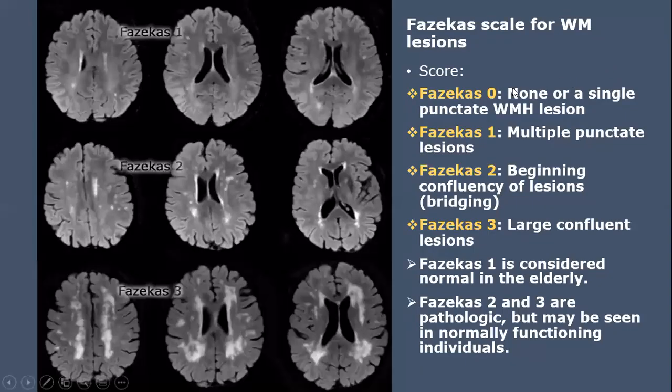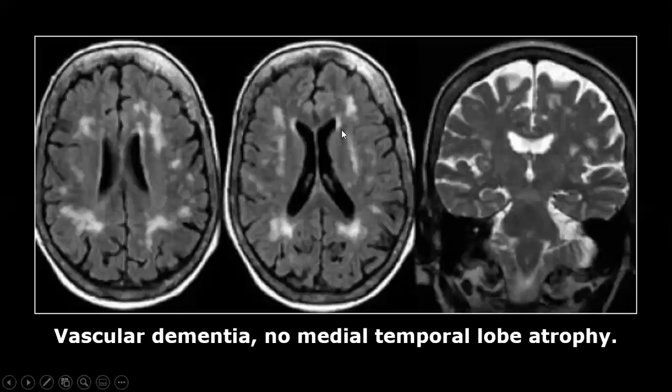The Fazekas scale: we have score 0, no or single punctate white matter lesions. Fazekas 1, we have multiple punctate lesions. Fazekas 2, we have beginning of bridging of the lesions. And Fazekas 3, we have large confluent lesions. Fazekas 1 is considered normal in the elderly. Fazekas 2 and 3 are pathological but may be seen in normally functioning individuals. Here we have vascular dementia, no medial temporal lobe atrophy with multiple white matter lesions.